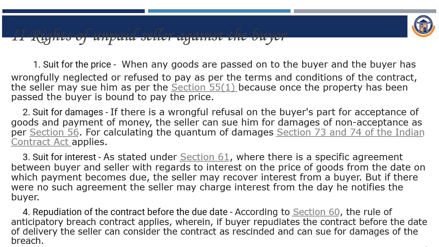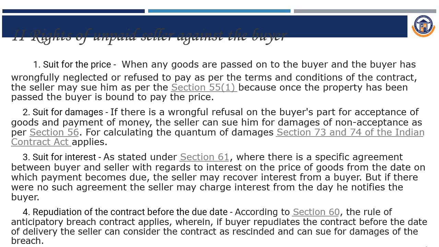Suit for the price. That means when the goods are passed on to the buyer and the buyer has wrongfully neglected or refused to pay as per the terms and conditions of the contract, the seller may sue him as per Section 55 subsection 1, because once the property has passed, the buyer is bound to pay the price. So the goods are passing to the buyer, but the buyer is wrongfully refusing to pay the price. In that case, he can sue for the price of the contract.